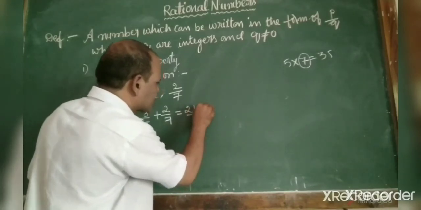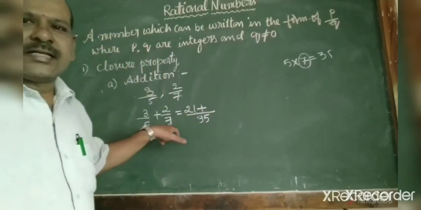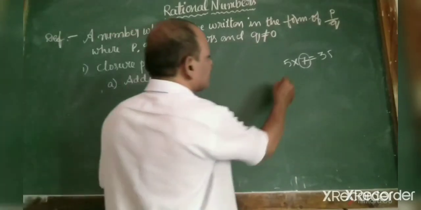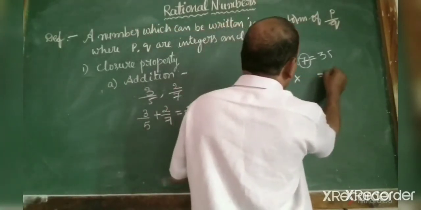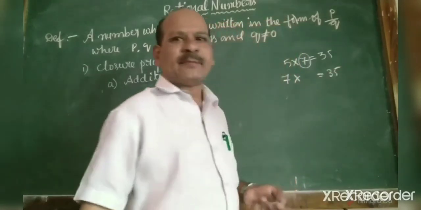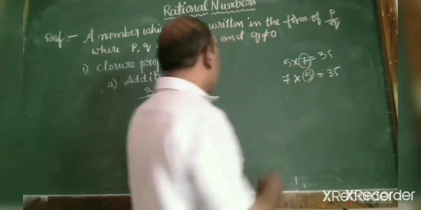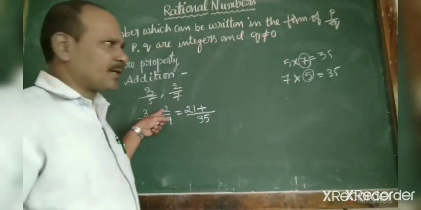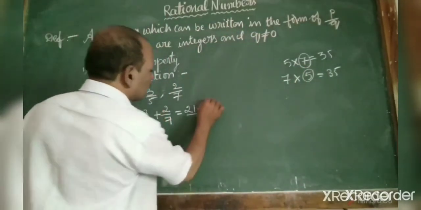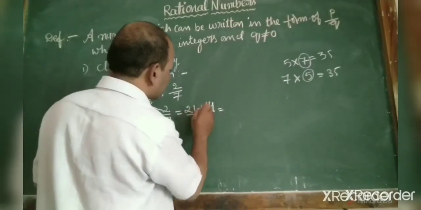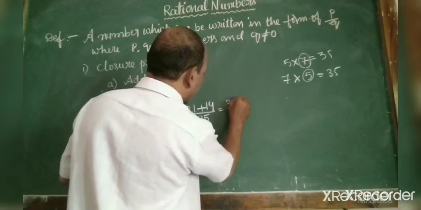21, plus. Now check the second denominator with 35. 7 how many times in 35? 7 into 5 is 35. This 5 and the second fraction numerator 2, 5 into 2, that is 10... the final answer is 21 plus 14, that is 35.